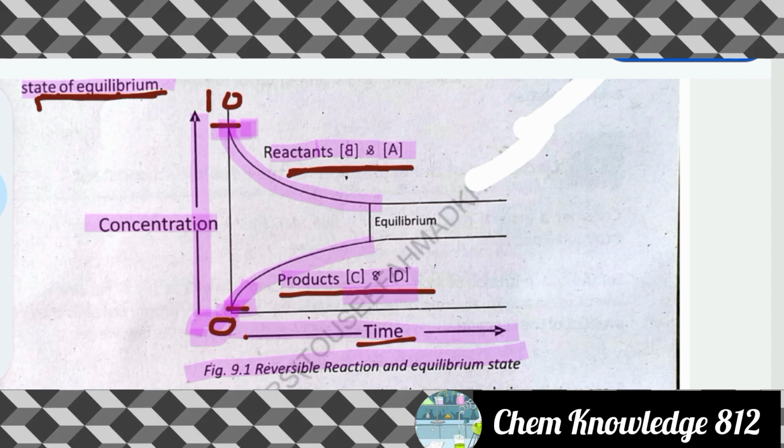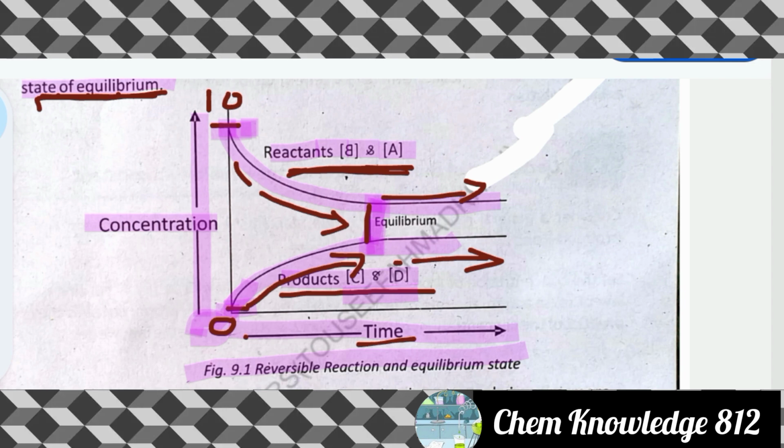Now the product is formed, and when the product is formed, the reversible reaction also starts. Then a stage is reached where both the forward and the reverse reaction are taking place, and this stage is called the state of equilibrium. Here the concentration of A and B is going to decrease, while that of C and D is going to increase. This is the stage at which the concentrations of A and B and of C and D are the same, because this straight line indicates that they are the same. This is called the equilibrium stage.